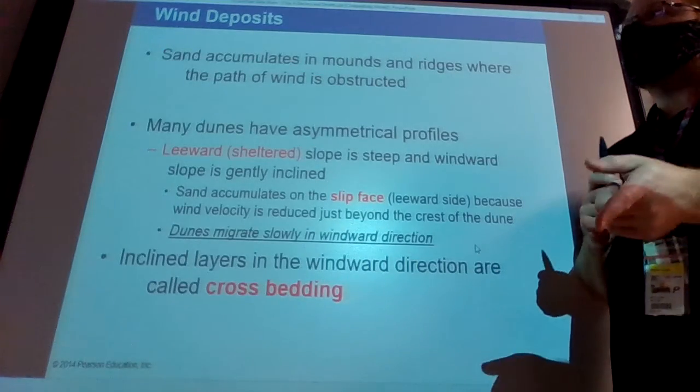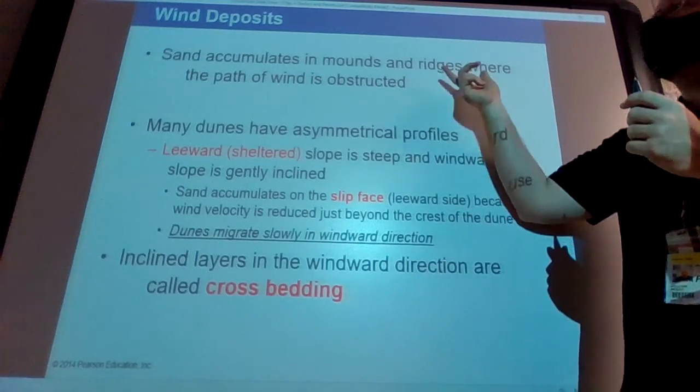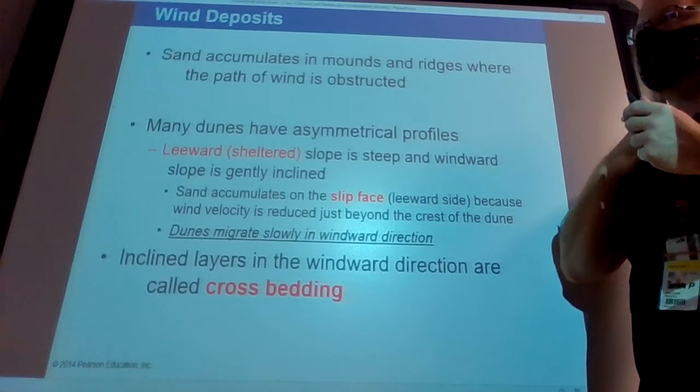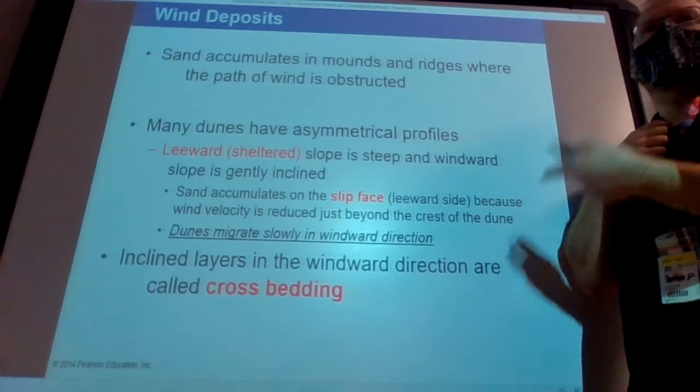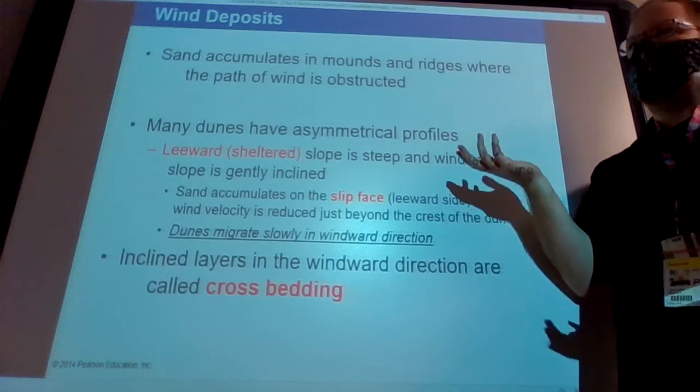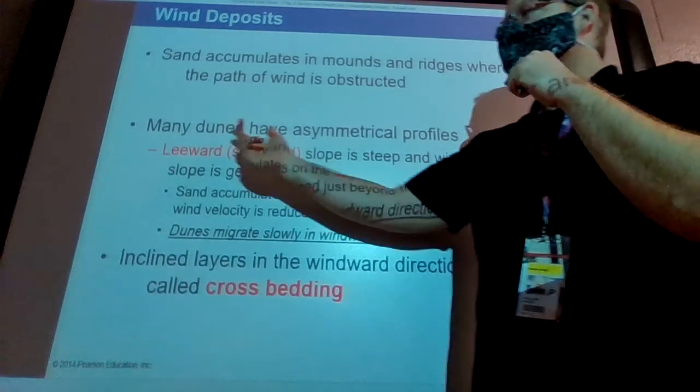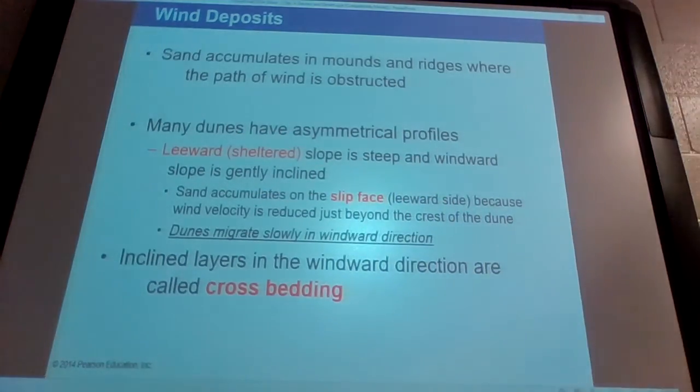So now we talk about sand. Sand accumulates in mounds and ridges where the path of wind is obstructed. And really, the sand is what is obstructing the path of the wind. Many dunes have asymmetrical profiles, and I'll actually show you this over here. I'm turning the lights on.